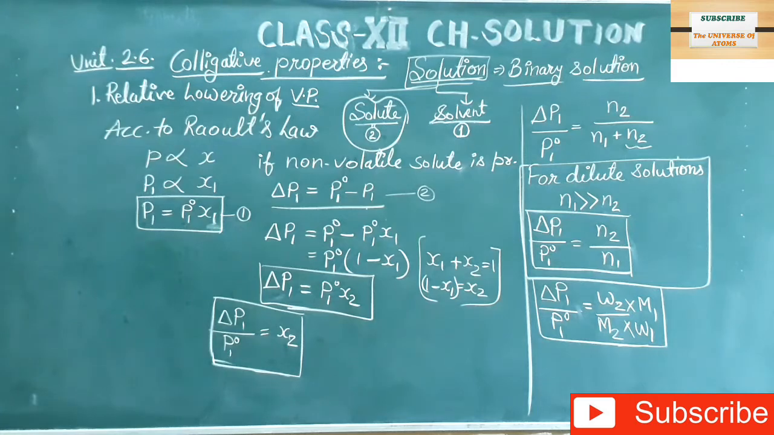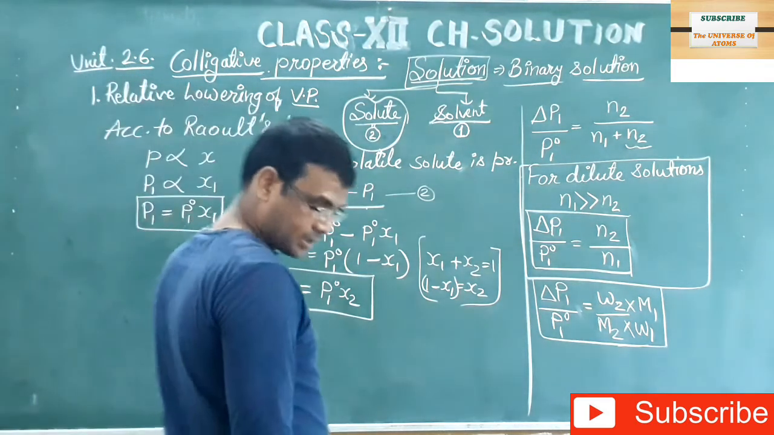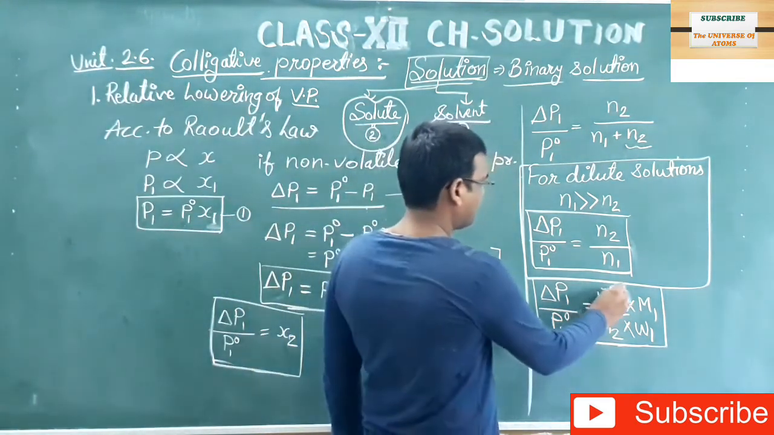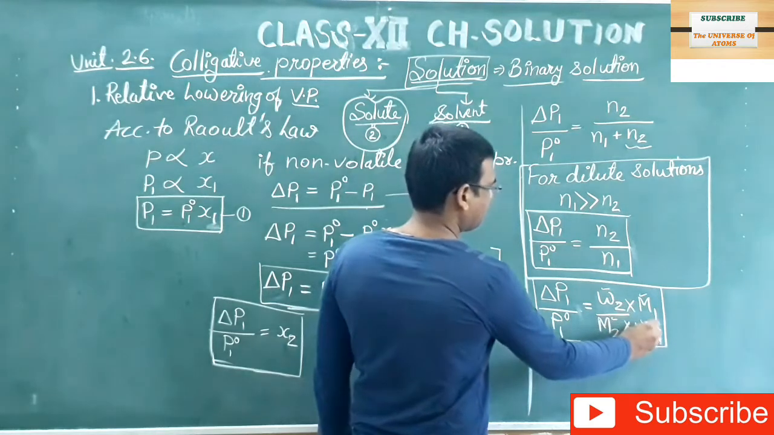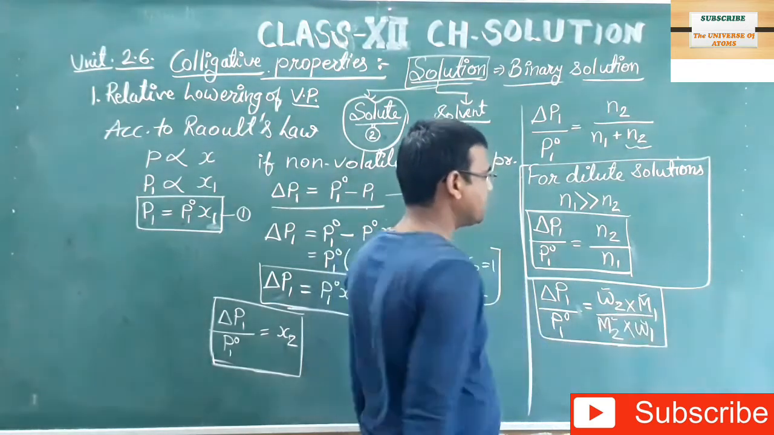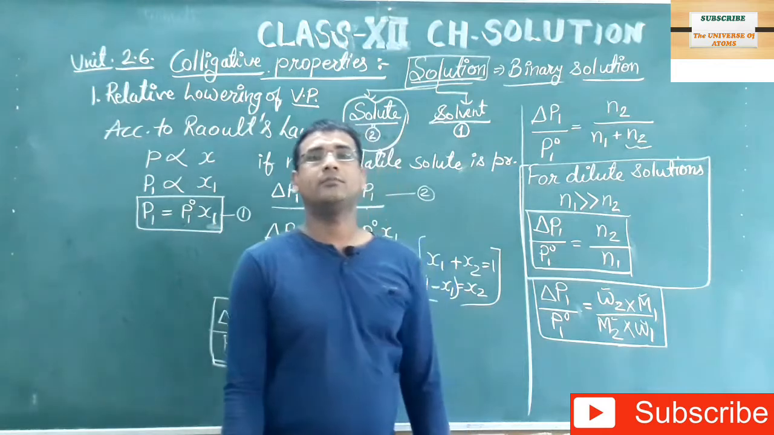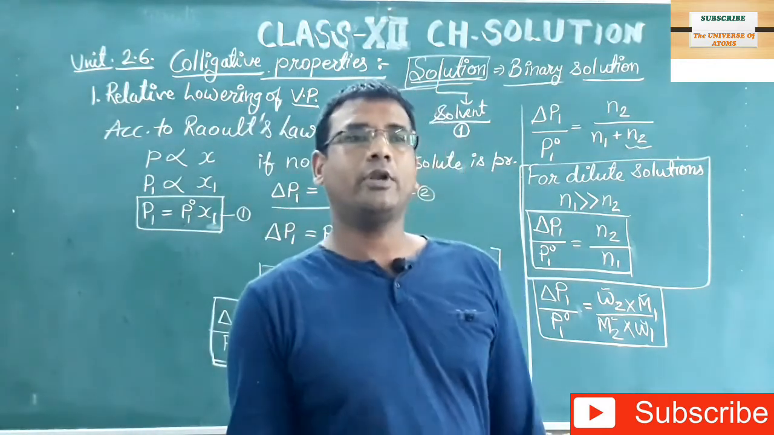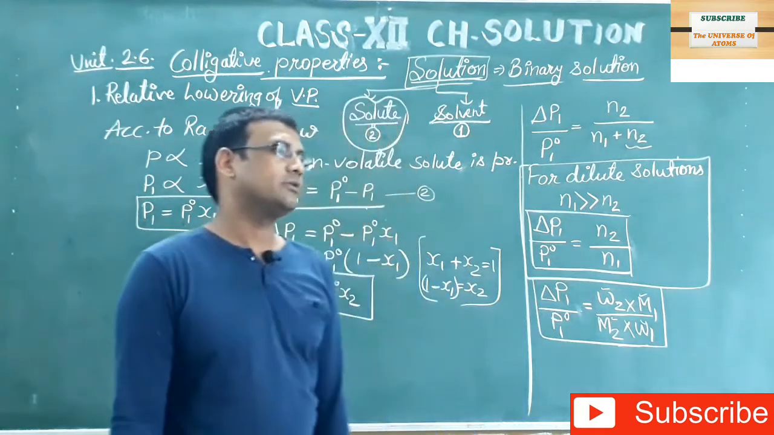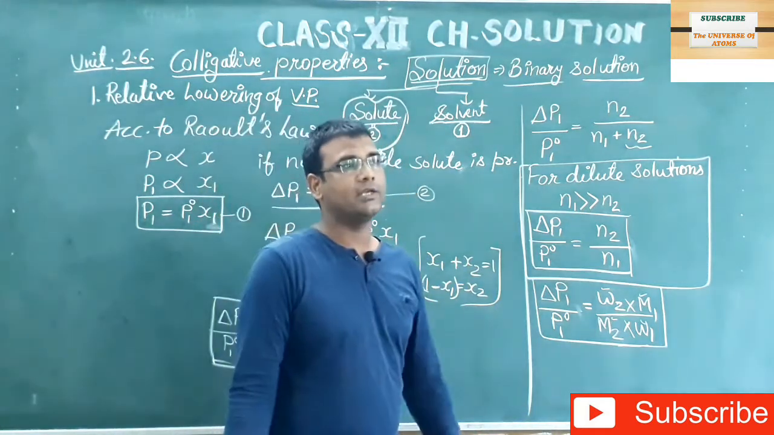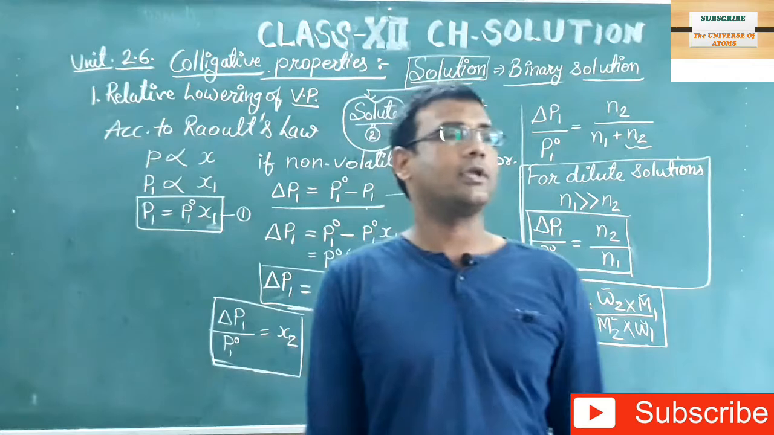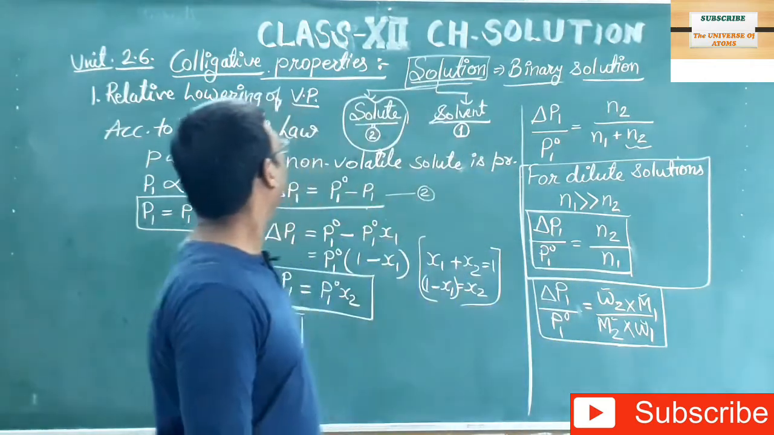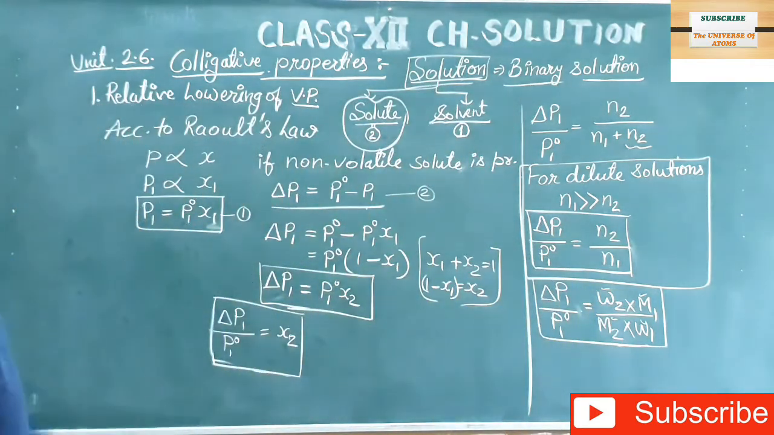Now here four quantities are present in this equation. So in the exam, three quantities will be known and one unknown quantity will be asked. With the help of this formula we can easily calculate it. So this is the expression for relative lowering of vapor pressure. This is the first colligative property.